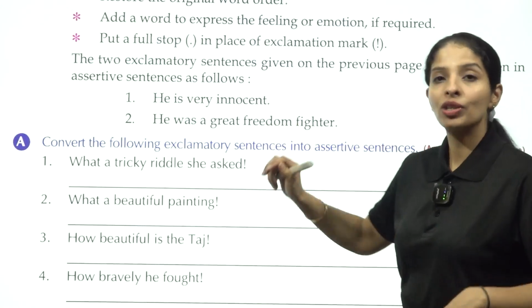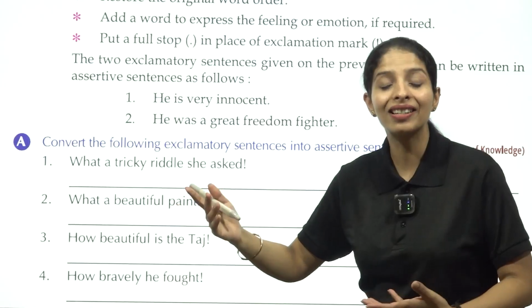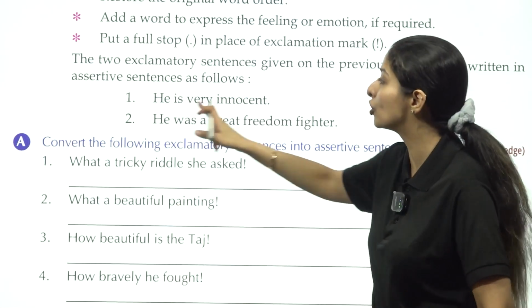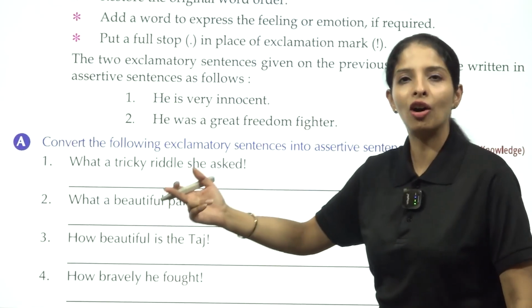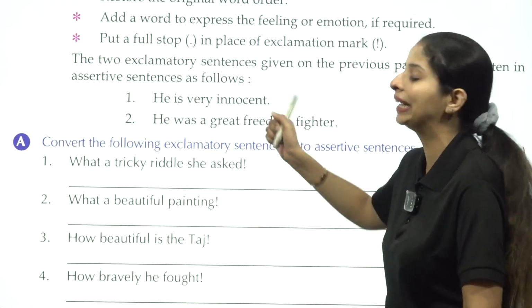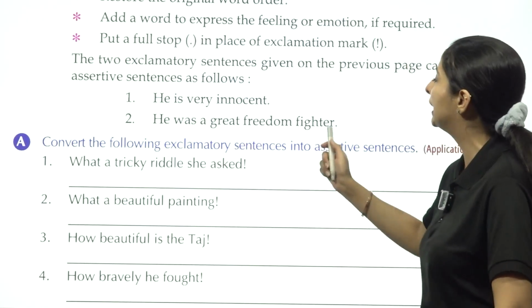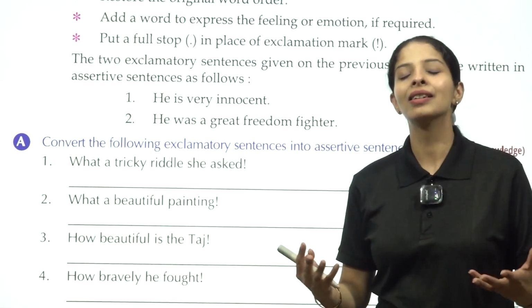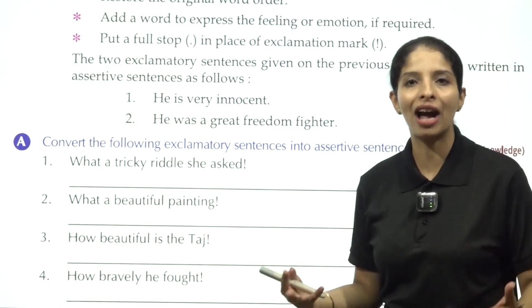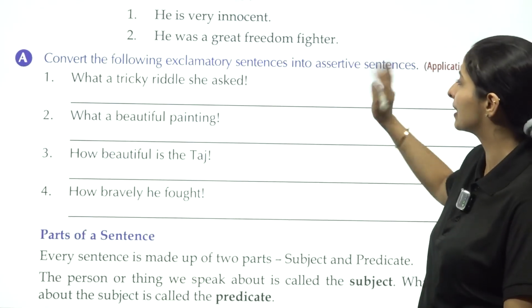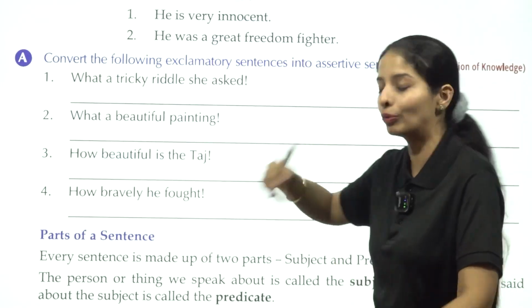Example: "How innocent he is!" becomes "He is very innocent." So the order of words is changed. Here you change the order of the words in the sentence to make it assertive, to make it a statement. "He was a great freedom fighter." When you say this, it is a simple statement or fact. You have to convert exclamatory sentences into assertive following the rules I have talked about.